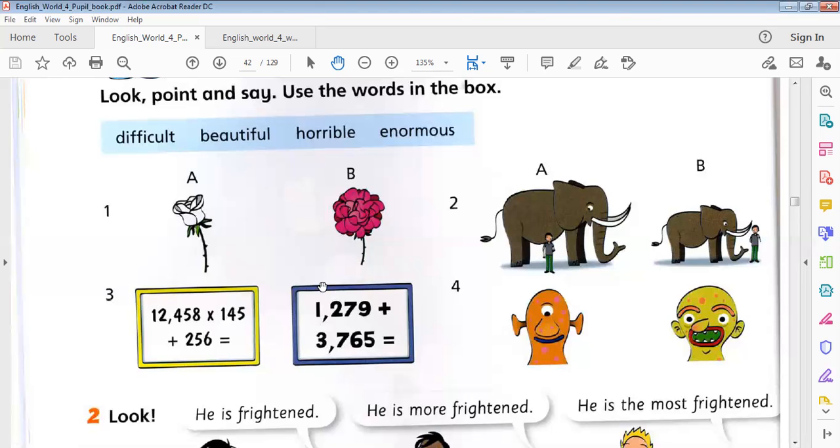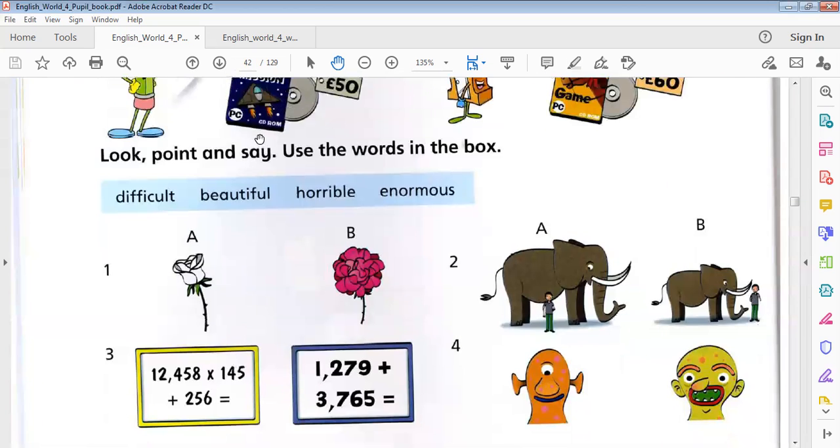The questions here: we said difficult means it's very hard to solve. So the blue question is difficult, but the yellow question is more difficult. Here, the orange monster is horrible, but the green monster is more horrible.